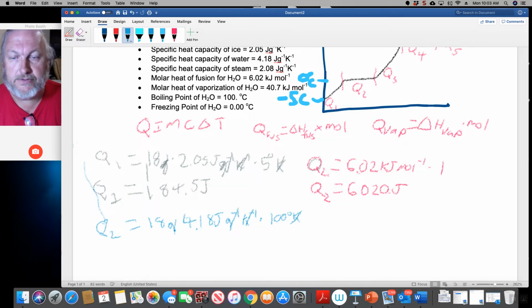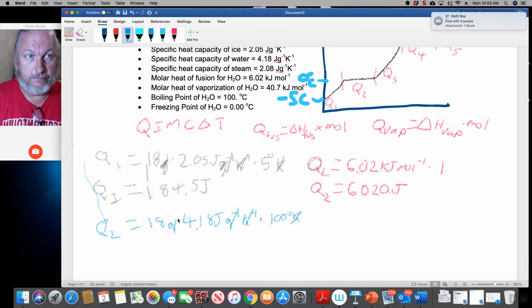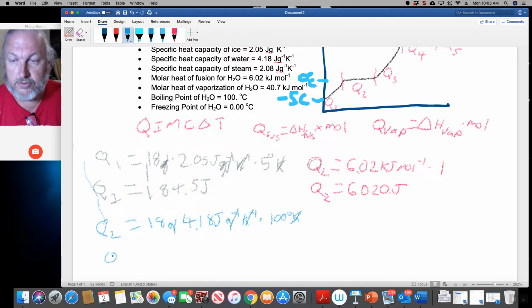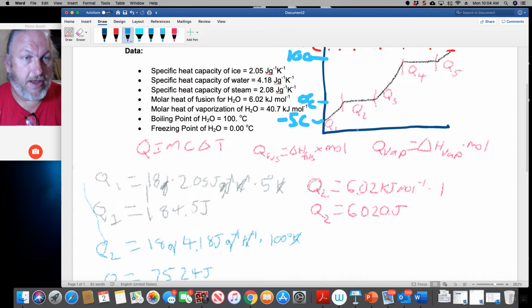And then let's cross through those. I got rid of my grams. So that's going to give me the number of joules that it takes to increase the temperature of 18 grams of water 100 degrees. 4.18 times 100. I'm very popular this morning, can you tell? So I calculated 7,524 joules. Q2 equals 7,524 joules.